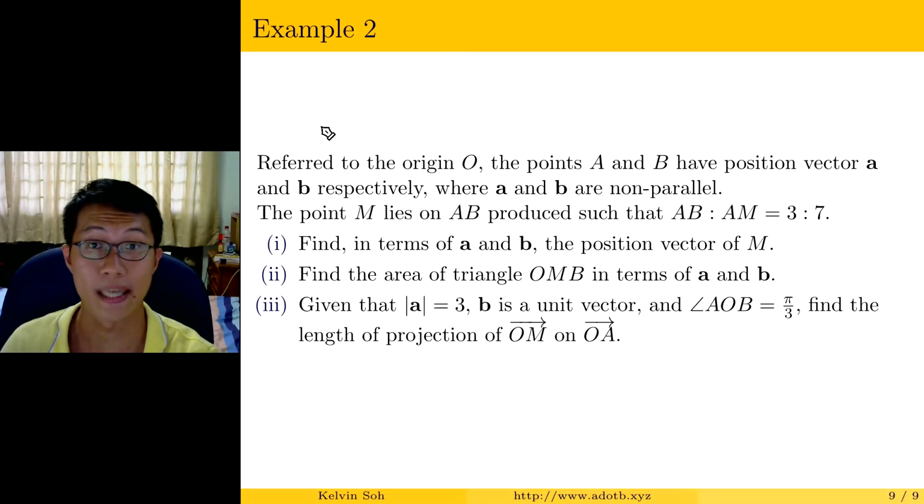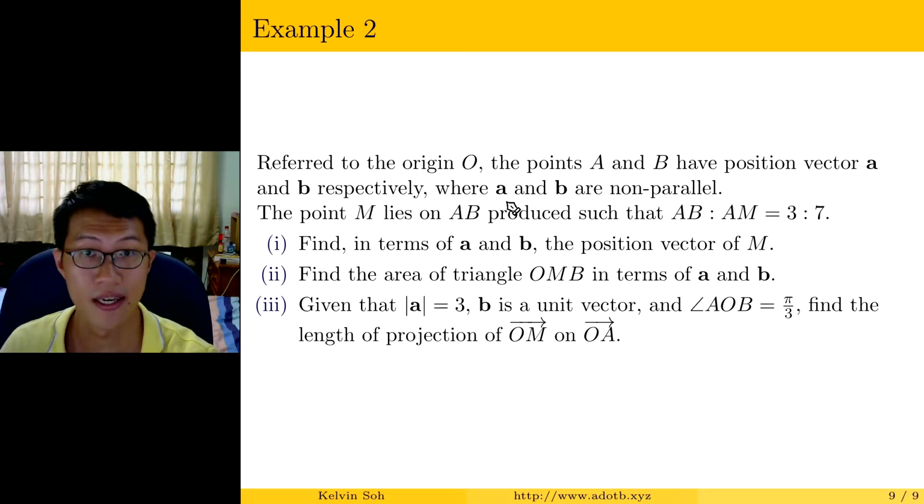So we look at the example over here. The question goes: refer to the origin O, the points A and B have position vectors A and B respectively, where A and B are non-parallel. The point M lies on AB produced such that AB is to AM is 3 is to 7. Find, in terms of A and B, the position vector of M. For part 2, find the area of the triangle OMB in terms of vectors A and B. For part 3, given that the magnitude of A is 3, B is a unit vector, and that angle AOB equals pi over 3, we will have to find the length of projection of OM on OA.